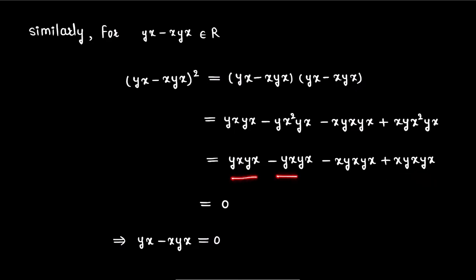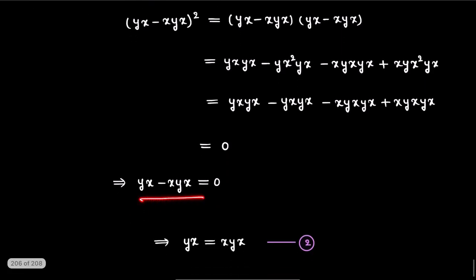Now these are inverses of each other, so they will give 0. Similarly, these are inverses of each other, so they will give 0. So overall we get (yx minus xyx) square is equal to 0, and therefore we have yx minus xyx should be equal to 0, and therefore yx is equal to xyx. We will call this expression 2.